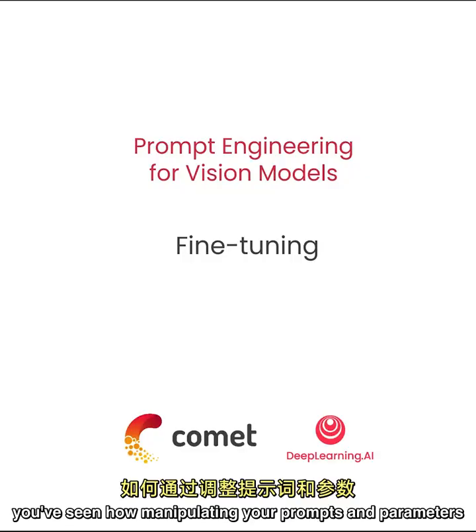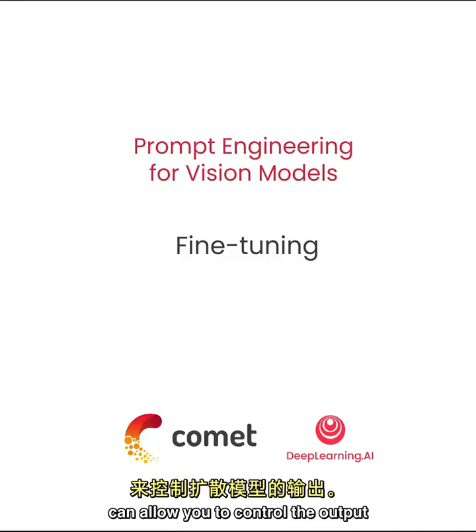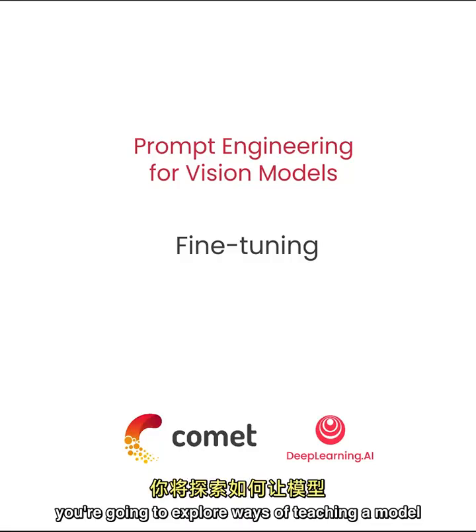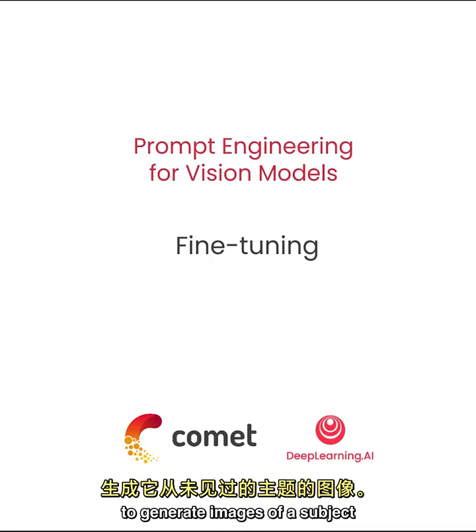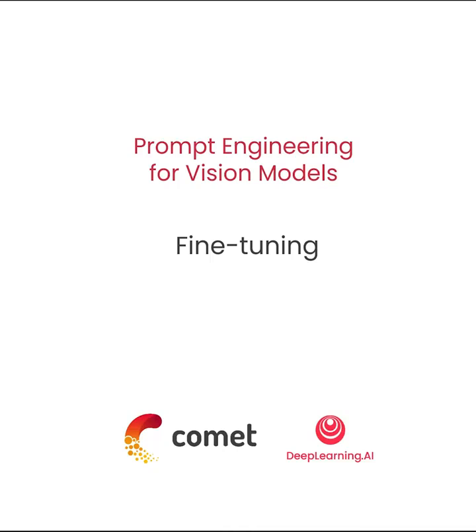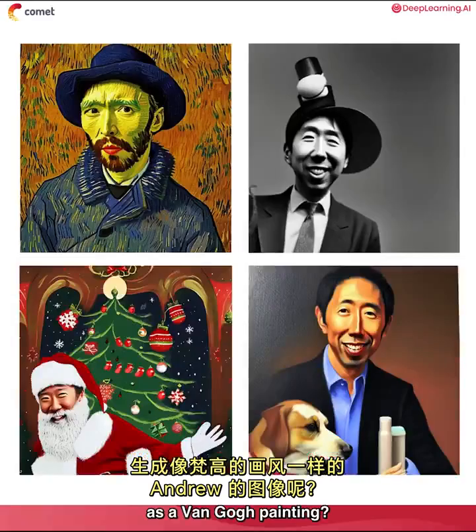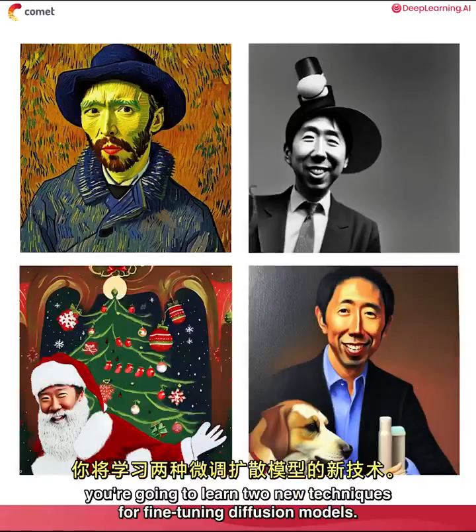Previously, you've seen how manipulating your prompts and parameters can allow you to control the output of diffusion models. Now, you're going to explore ways of teaching a model to generate images of a subject it's never seen before. For example, how might we teach a model to generate an image of Andrew as a Van Gogh painting? To achieve this, you're going to learn two new techniques for fine-tuning diffusion models.